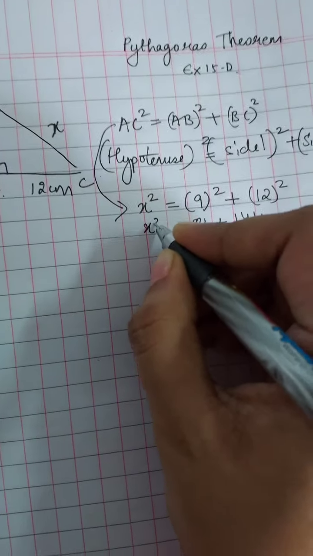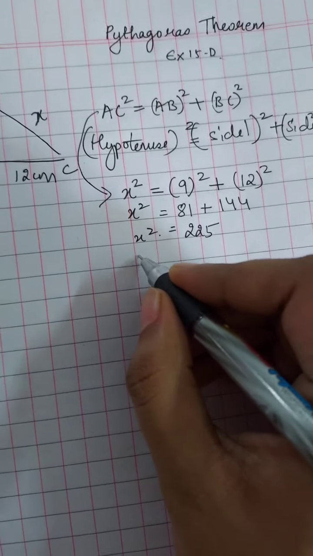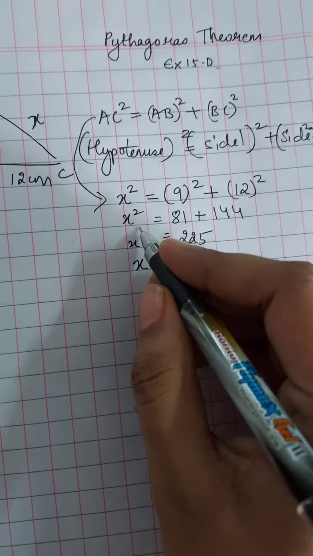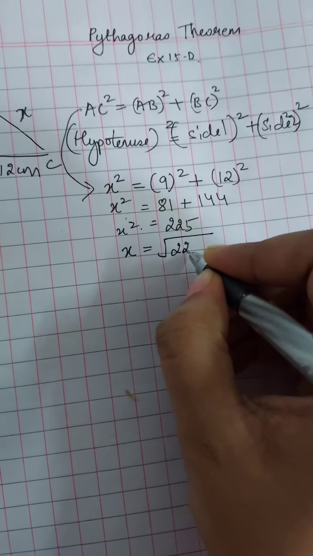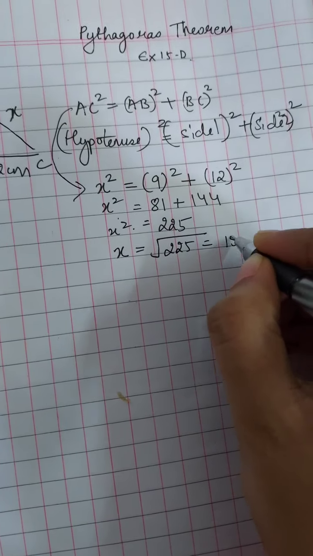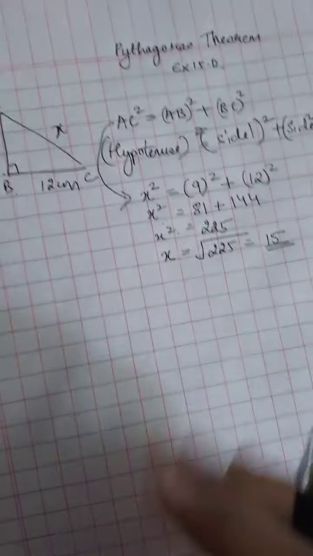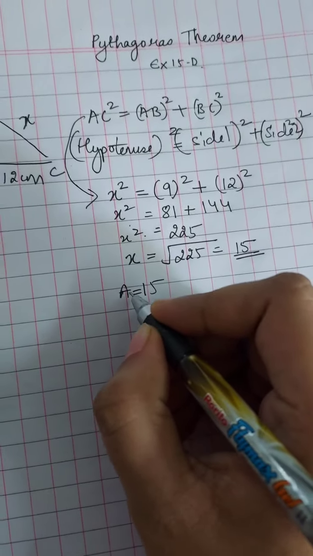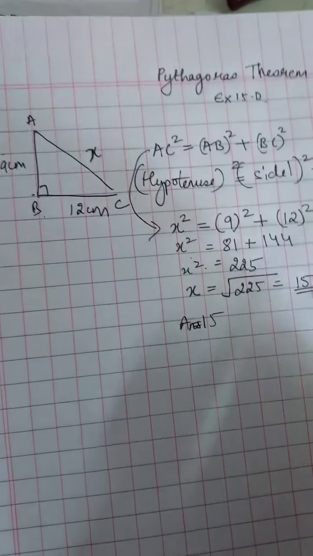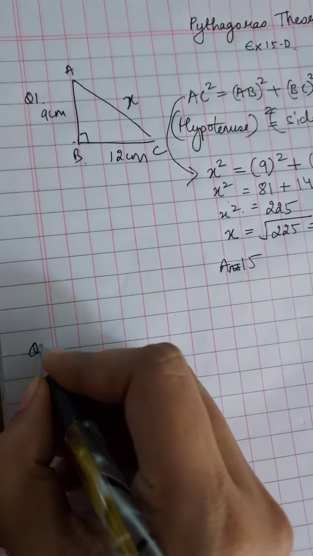Now this is the value of x square. We need to find out the value of x. That means removing the square, it will become the square root. And we know 225 is a square of which number? Number 15. So hypotenuse is how much? Answer is 15. Is that clear? Understood? Here you have to simply apply the theorem. Let's see question number 2.